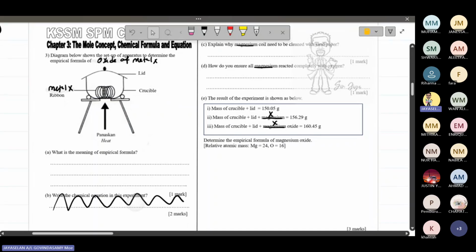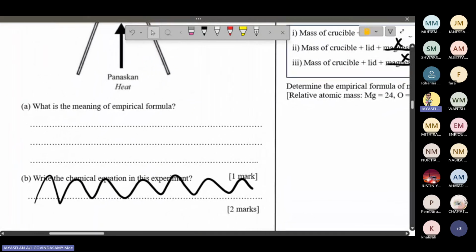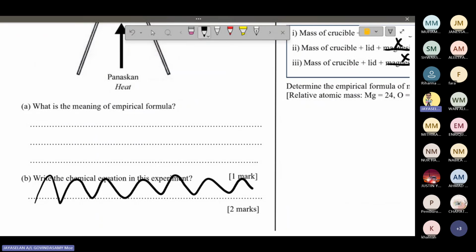Okay, time's up. Kita tengok. Okay, diorang tengok saya jawab. When you get this empirical formula, ini tak boleh main tau. Formula ni memang dah bagi, definition dah bagi, kena ikut macam tu.